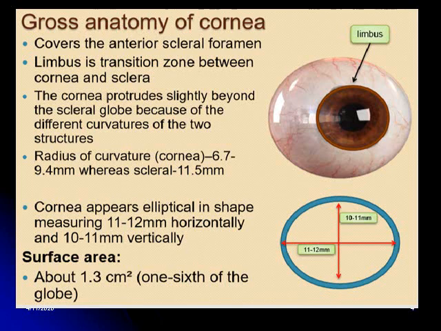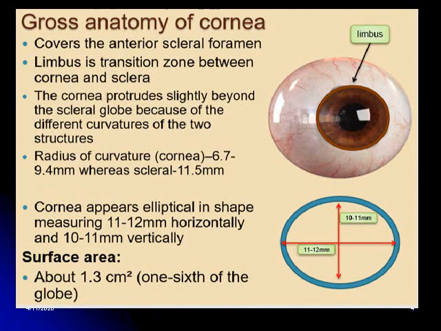When we look at the gross anatomy of the cornea, as I said, the external coat of the eye, which is made up of the sclera, has a central foramen which is transparent, which constitutes the cornea. The limbus is a transitional zone between the cornea and the sclera, and the cornea protrudes slightly beyond the scleral globe because of the different curvatures of the two structures. The curvature of the sclera is slightly different from the curvature of the cornea. That's why the cornea protrudes forward.